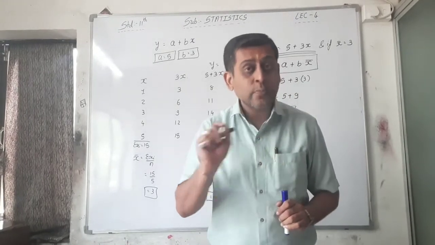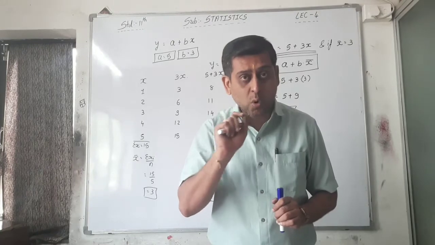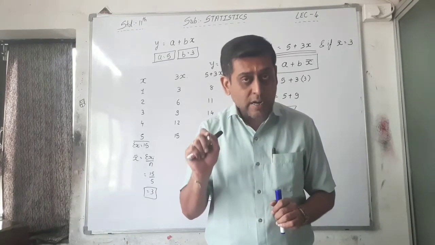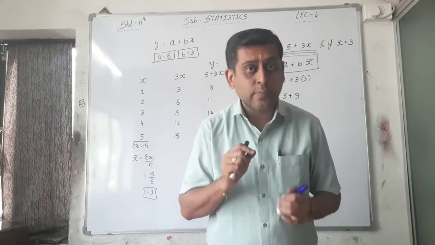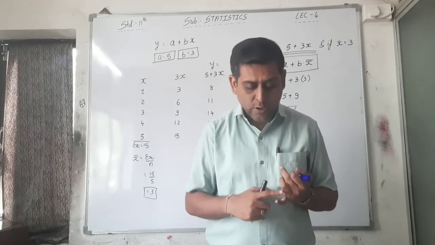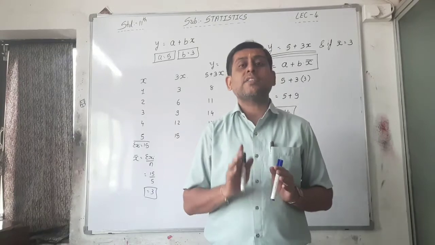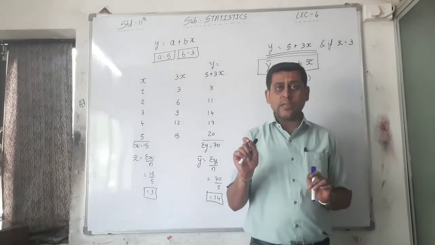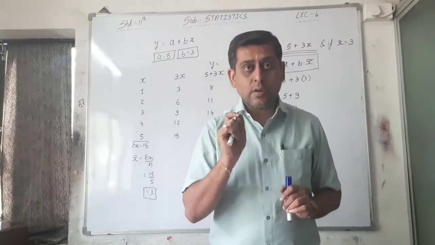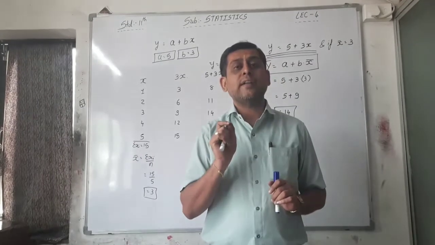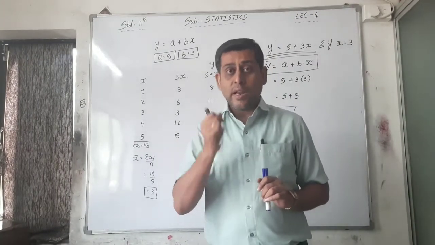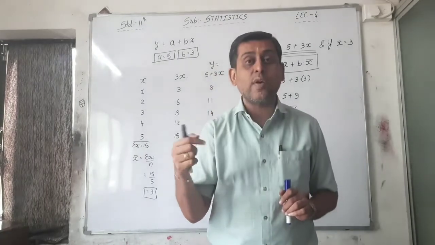See the difference. Class interval is equal in all this data of exercise 3.1 question number 6: 0 to 7, then 7 to 14, 14 to 21. The class interval is 7 continuously. That's why the first mid value is 3.5, and then you have to add 7, 7, 7, 7, and you can get the next mid values.